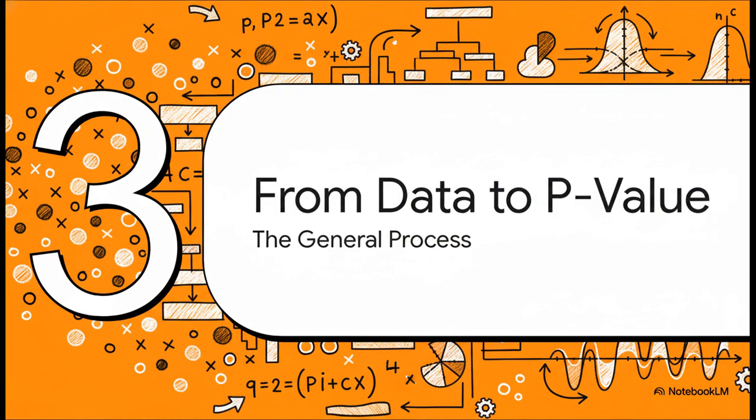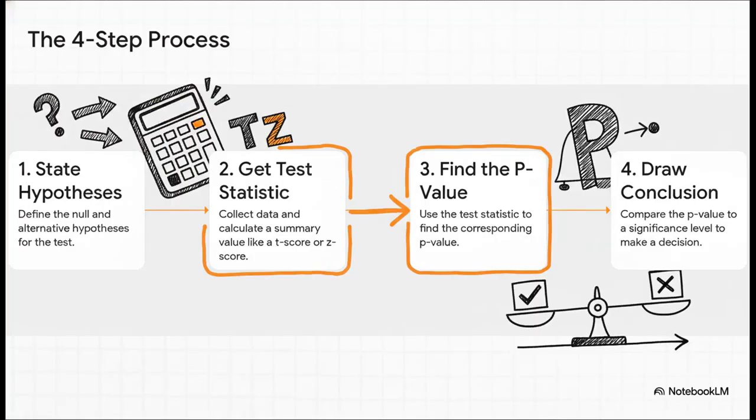So how do we actually get this number? Where does it come from? Well, the specific math can get complicated and changes based on what you're testing. But the overall process, the journey from data to p-value, is actually pretty logical. It basically works in 4 steps. 1.